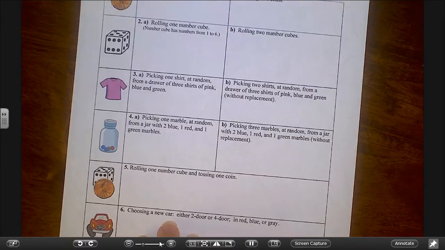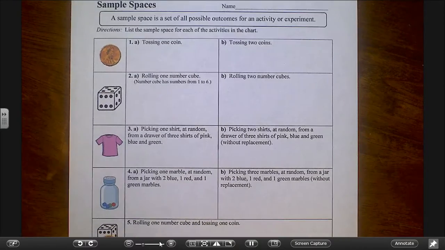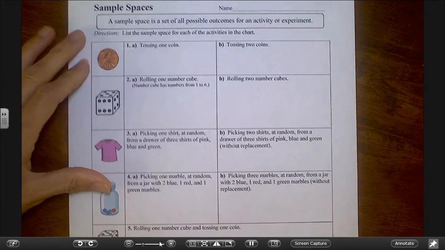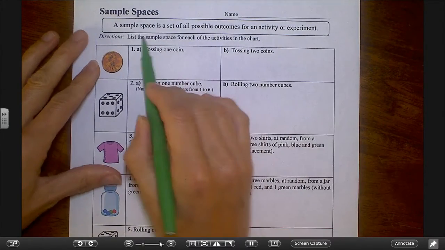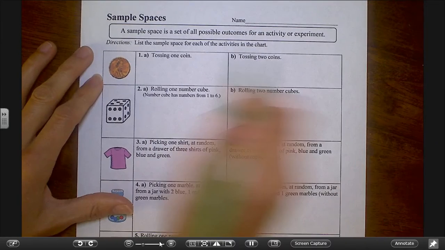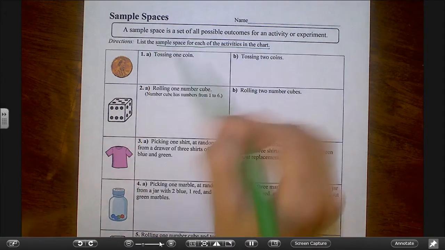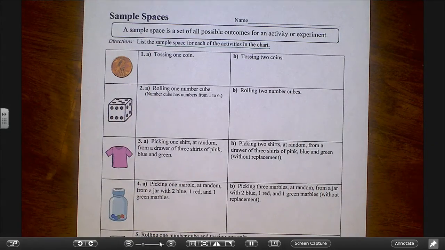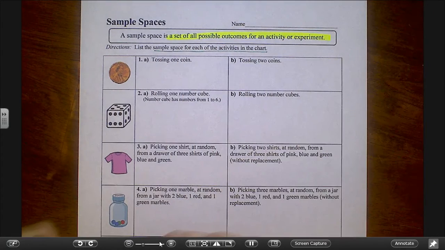All right. That is actually all of your notes for today. But this optional homework is called sample spaces. So you're asking here, some of these get a little bit crazy. So list a sample space for each of the activities on the chart. Remember, the sample space is a set of all possible outcomes for an activity or experiment.